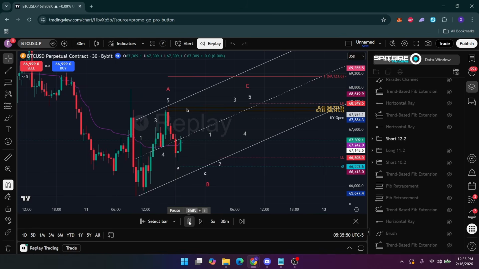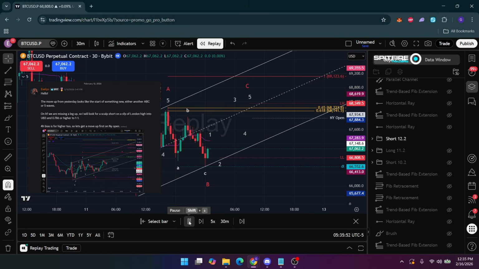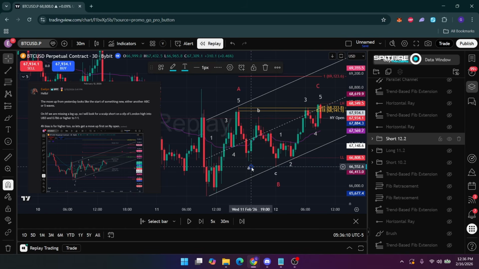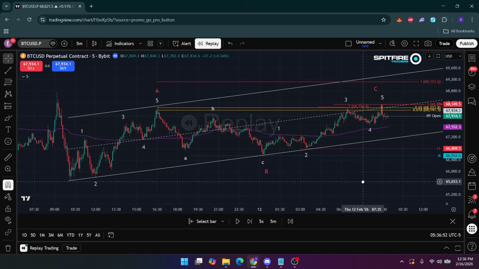So the plan was, the move up from yesterday looks like a start of something new, either another ABC or 5 waves. On lower time frame, we are missing a leg up. So I will look for a scalp short on a swing failure pattern of London high. Going on a lower time frame, that's better.